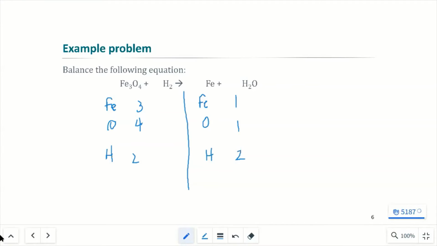Now, once again, here's where our multiple subscript thing is going to help us. Our iron oxide compound has multiple subscripts. We will use those subscripts to influence the coefficients on the other side. So 3 irons in the compound means 3 irons in the product. Change my iron from 1 to 3. 4 oxygens in the reactant mean I'm going to need 4 waters to balance them out.